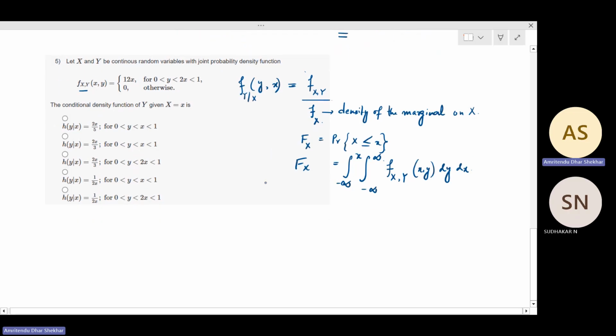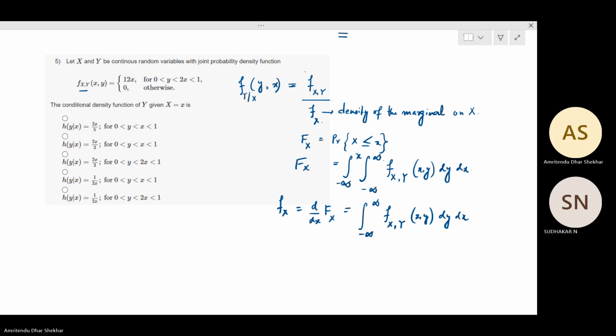Now the density f of x is the derivative of this marginal, and so that is equal to the integral from minus infinity to plus infinity of f_xy(x, y) dy. So you obtain the density of the marginal by simply integrating this density with respect to y. And for this problem, this is precisely what you have to solve.